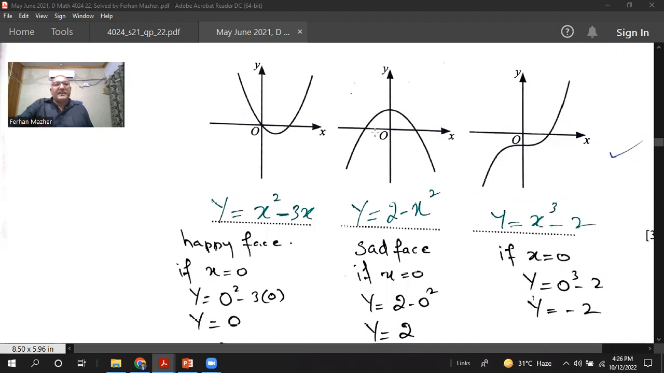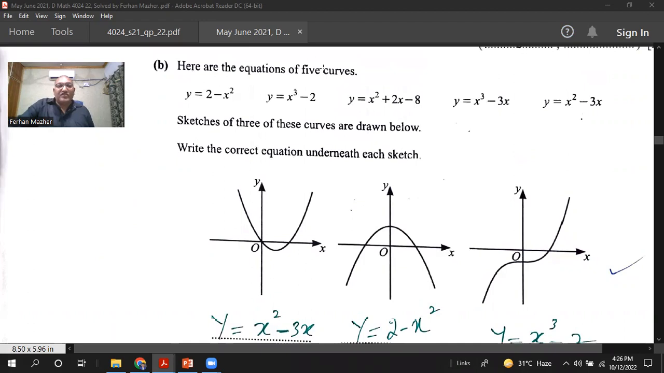Here you can see it's a parabola. This parabola is a sad face. Whenever the parabola is a sad face, the x squared in the equation has a negative coefficient. So I have to choose the one whose x squared has a negative coefficient.